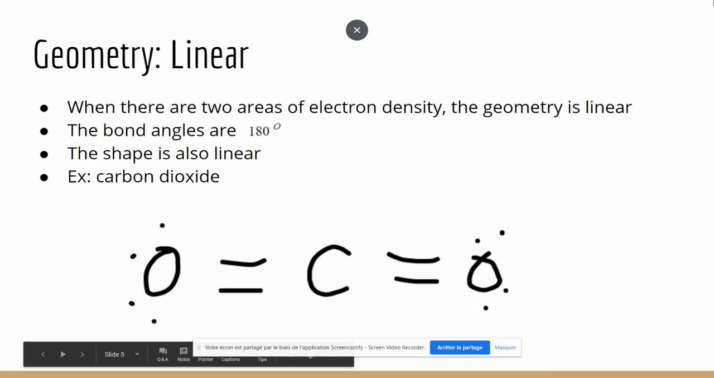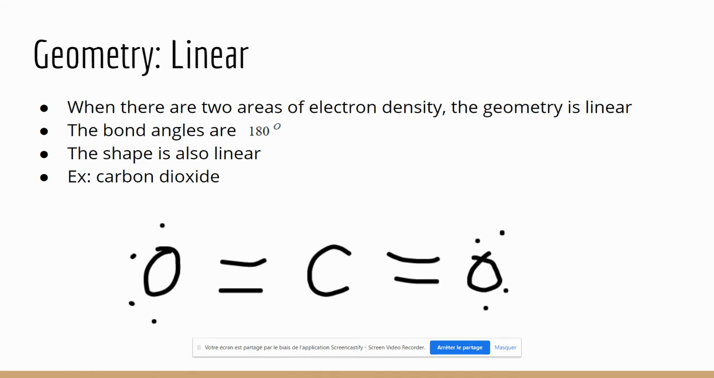Pause here. For the first geometry, this will be anytime you've got 2 areas of density. So for example, carbon dioxide. Anytime that you draw something that is linear, it needs to look linear. The picture here was a hand drawing, so it's not perfect, but you can see that there's approximately 180 degrees between the oxygen atoms. The shape is also going to be linear. We'll talk about shapes a little bit more when we've got more areas of density. Carbon dioxide is an example of something that is linear.